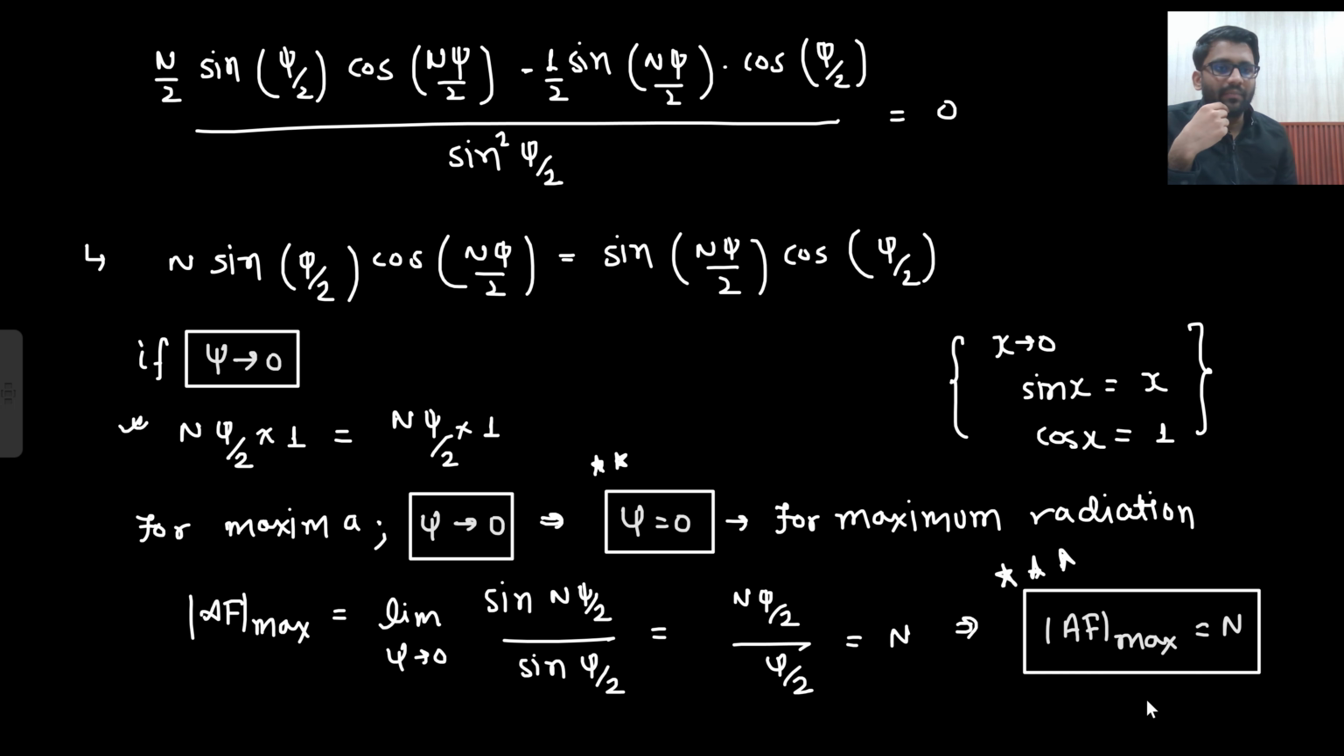Now there is another term. What is the other term? That is known as the normalized value of array factor. Do I have the page? Okay, I have the page. So till this point, what did I get to know?